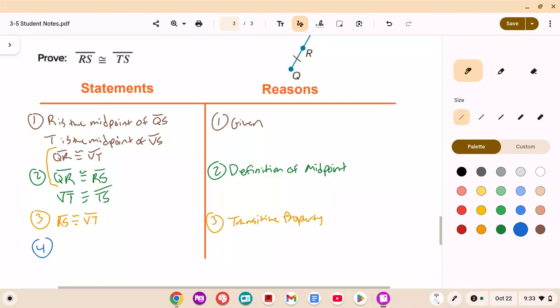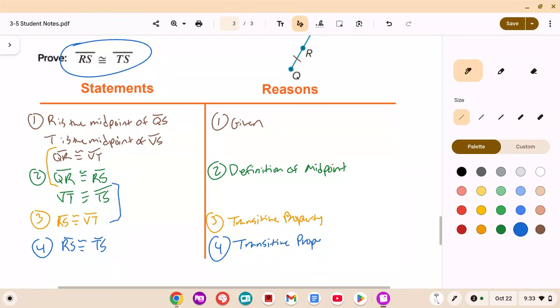And now if I go to step number 4, if I was to take, let's see, these two, notice that they both have VT in them. So you could take those out and say that RS is congruent to TS. And that's what we wanted to do, right? That's what we're trying to prove up there. So again, I cut out the middleman. That's going to be a transitive property. Hey, I got where I wanted to go.